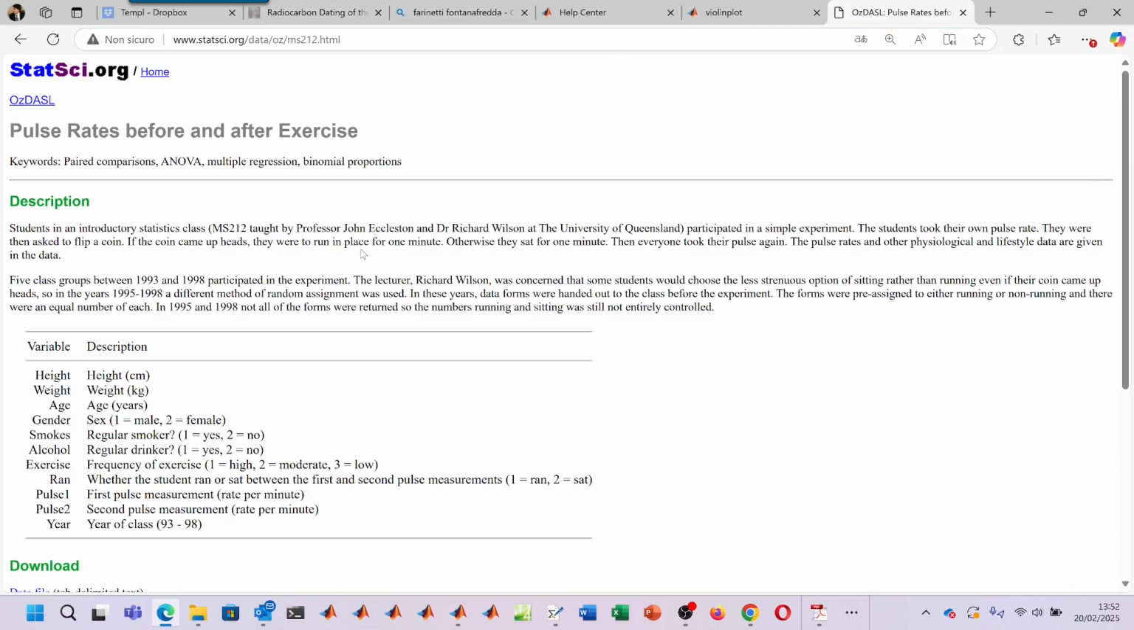Students in an introductory statistics class at the University of Queensland participated in a simple experiment. They took their own pulse rate. They were then randomized to run in place for 1 minute or to sit for that minute. Then everyone measured their pulse rate again. There are 109 complete observations, 9 explanatory variables covering physiological and lifestyle data, and the 2 pulse rates.